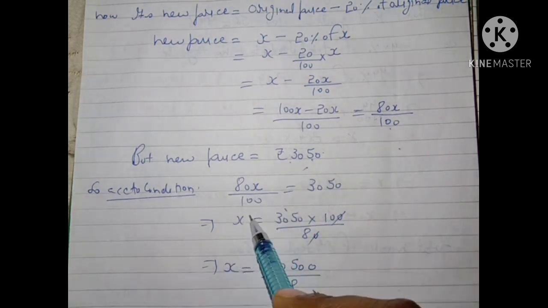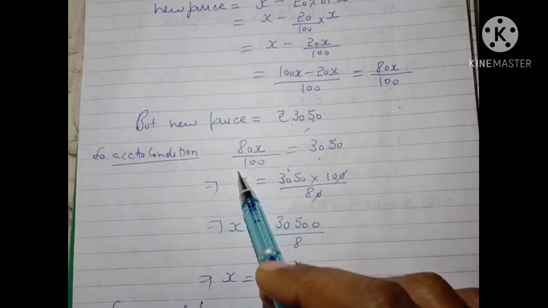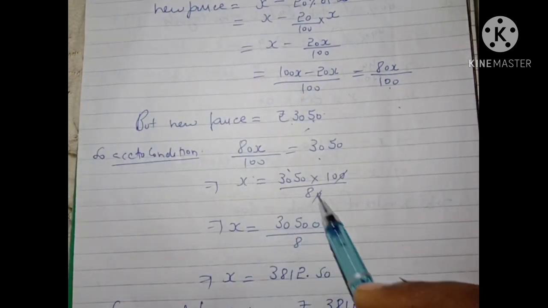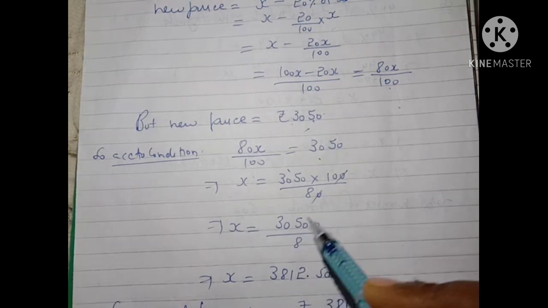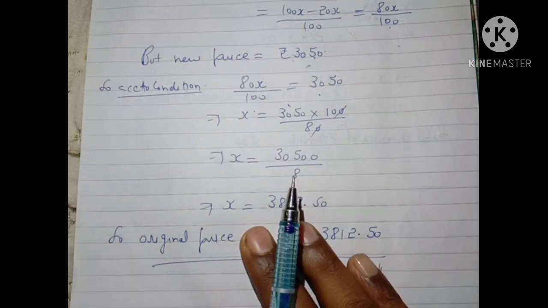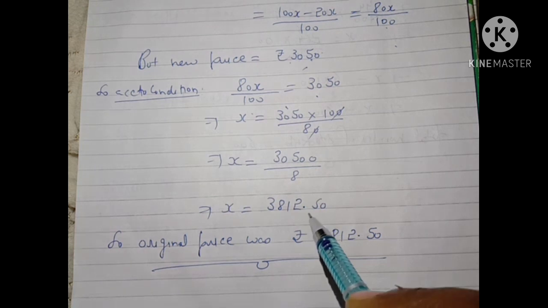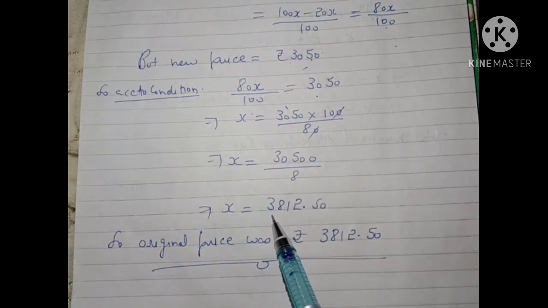It means 80x over 100 is equal to 3050. After rearranging it becomes 3050 into 100 over 80, and this 0 and this 0 are cancelled. In the next step we multiply this 305 with 10, it becomes 30,500 over 8, and after division it becomes 3812.50 rupees. So the original price of the computer table was 3812.50 rupees. So this is the solution. I hope this is clear to you.